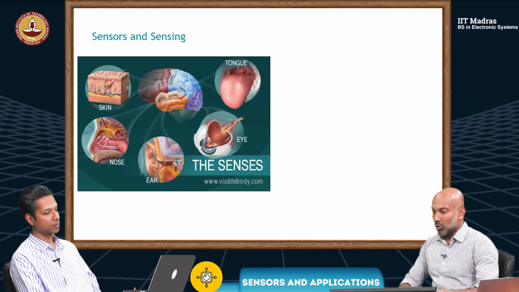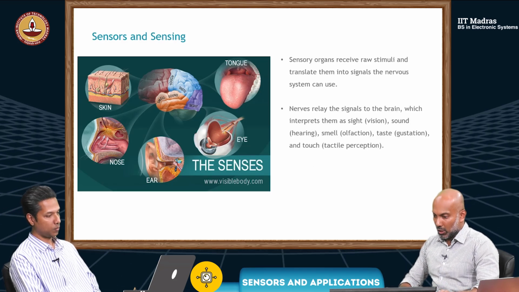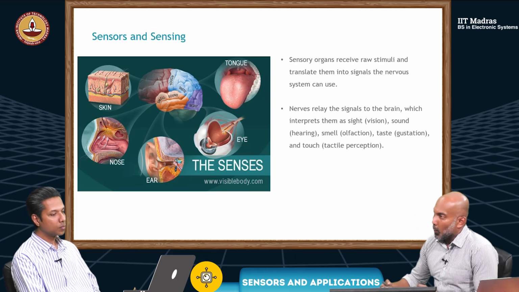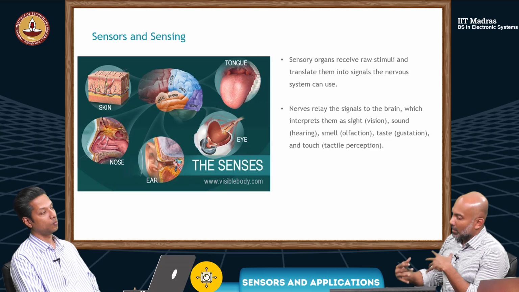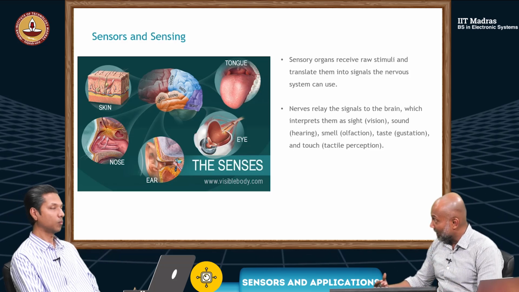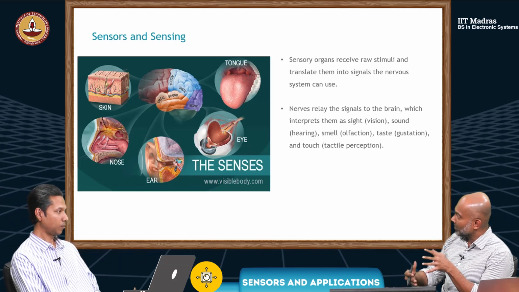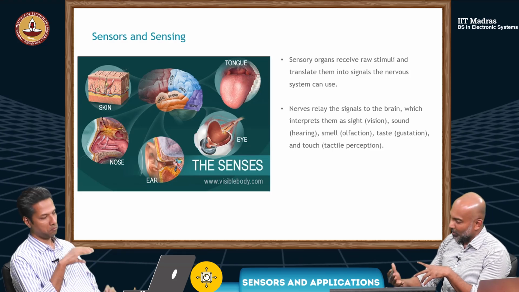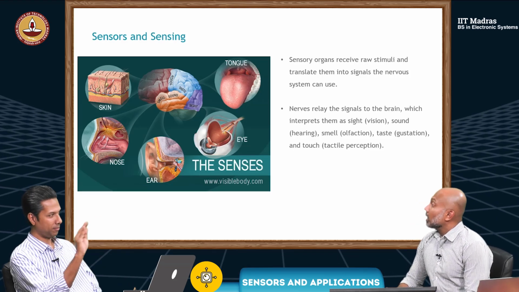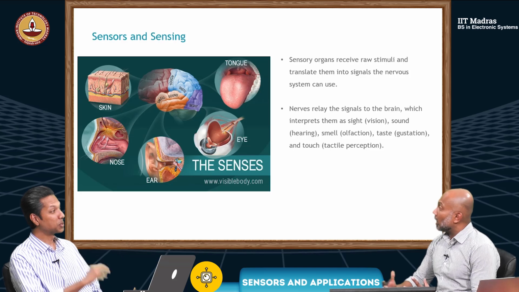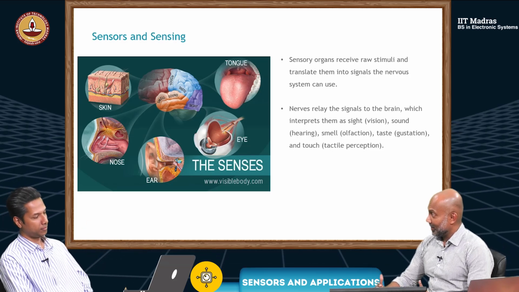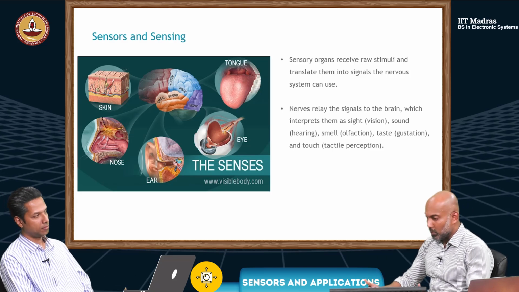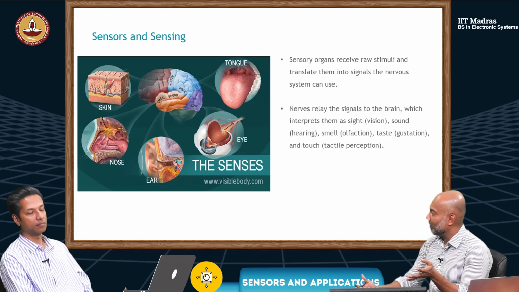So that's my next point, is that we receive raw stimuli from the environment, right? And then it translates them into the nervous system, and then nerve signals are sent to the brain processor, right? And the brain makes useful information out of the signals that the brain receives. And now then we have sight, which is vision.